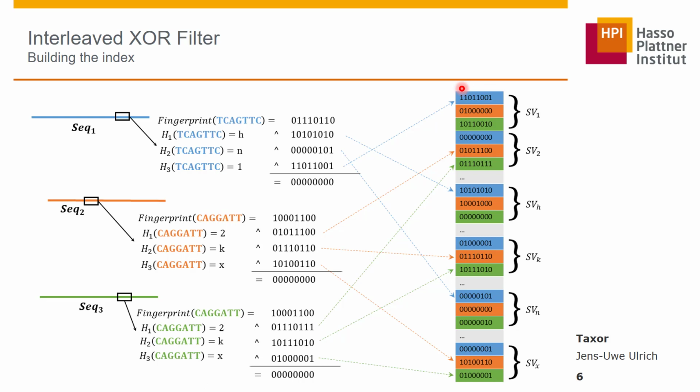In this example here, we have 3 reference sequences, each indexed by one XOR filter. The resulting interleaved XOR filter starts with the first entries of the 3 XOR filters building the first subvector. This is followed by the second entry of each XOR filter building subvector 2. And we can then build this interleaved XOR filter in this manner.